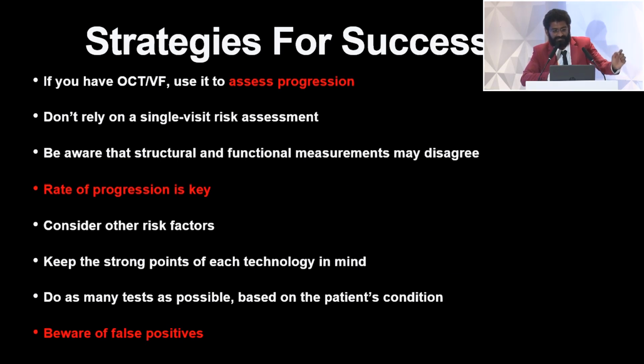To summarize, if you have OCT and visual fields, use them to assess progression. Don't rely on a single test. This is a real world scenario. Rate of progression is key. Be aware to correlate structure and function. Consider other factors and make the technology work for you rather than you working for the technology. And do tests based on the patient's condition. It doesn't mean we need to do everything for that patient.